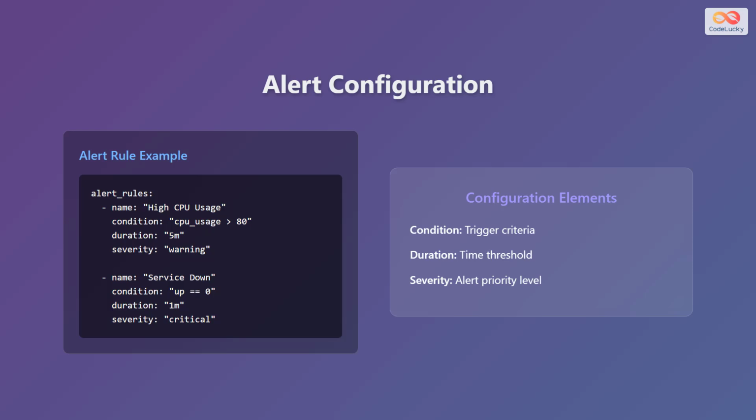Configuring alerts involves defining the rules that trigger notifications when specific conditions are met. On the left, we have an alert rule example. It defines the name of the alert, the condition that triggers it, like CPU usage exceeding 80%, the duration for which the condition must be true before an alert is triggered, and the severity of the alert. The configuration elements are conditions, which are the trigger criteria, duration, which is the time threshold, and severity, which defines the alert priority level.